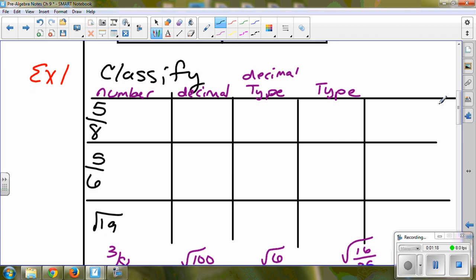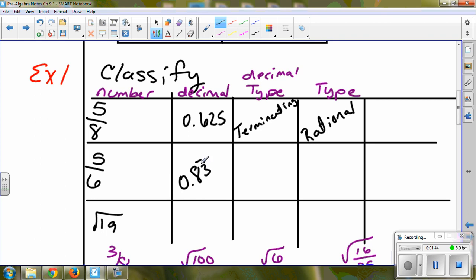Example 1, we are classifying real numbers, so we start with 5/8. If we take that to a decimal, we get 0.625. The decimal type, it is terminating, so it doesn't go on forever. So this is a rational number because it stops. Here we have 5/6. If we change that to a decimal, we get 0.8333, or we can write it as 0.83 with a repeating bar over the 3, so it's repeating. Since it's repeating and has a pattern, it's rational.